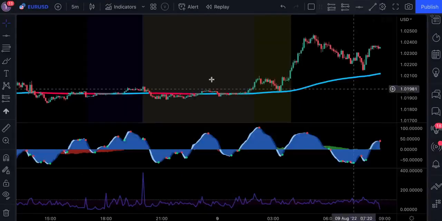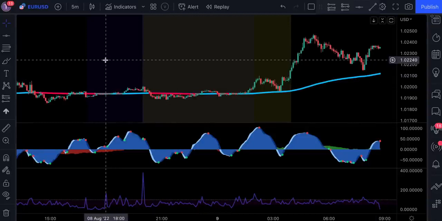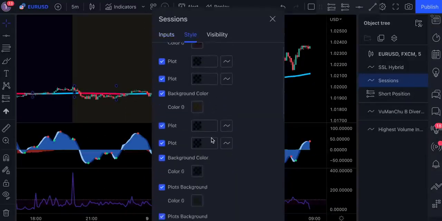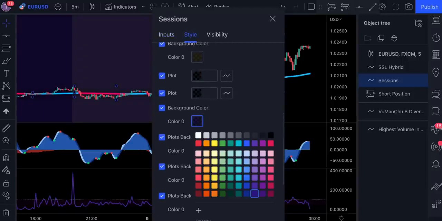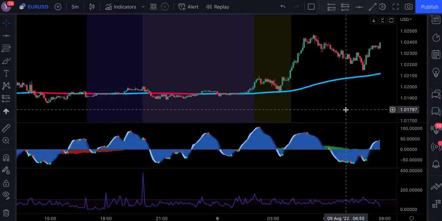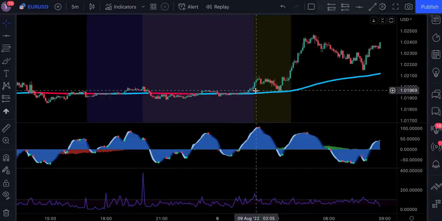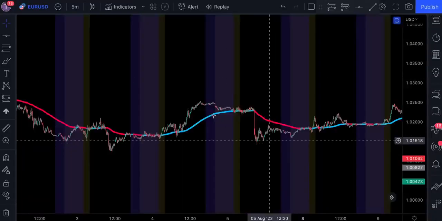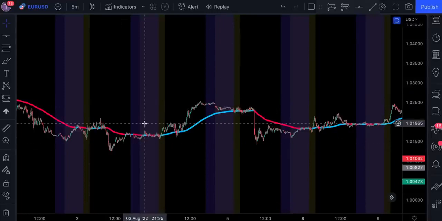Okay, so we see that the background for the Tokyo session is not quite visible. We're going to need to adjust that. And right away we can see that during these times the market participants are less active. If we zoom out, we can see that the price action is mainly ranging at these times, which is not really good, but there are some strategies that perform exceptionally well during these times.